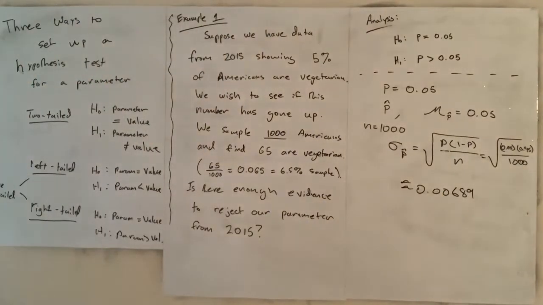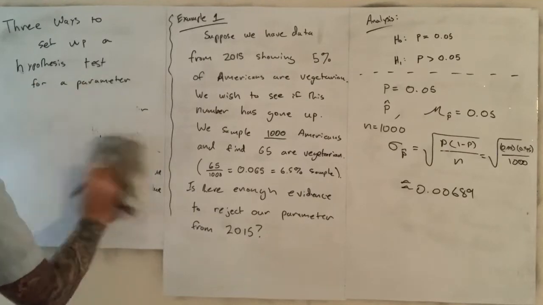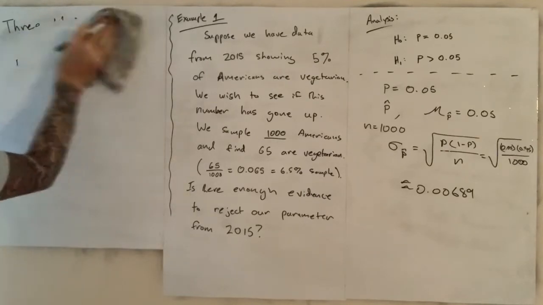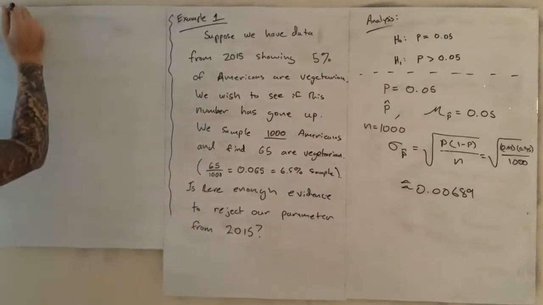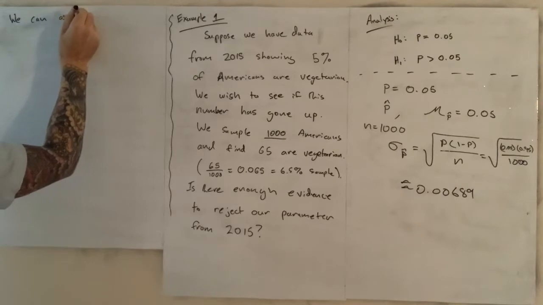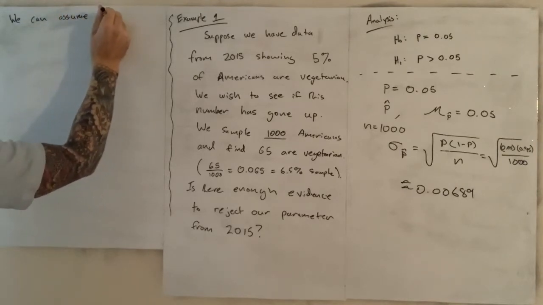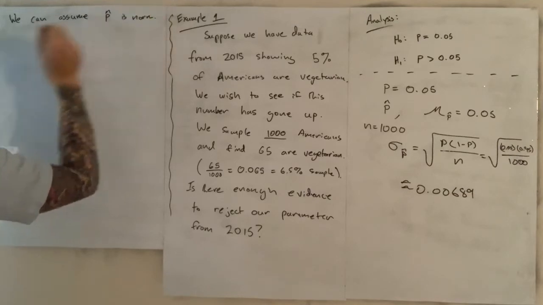I rounded it off. And then what we're going to do is we can assume p hat is normally distributed.